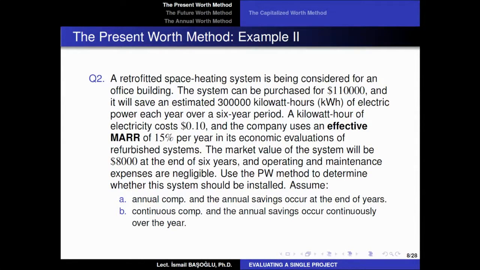Therefore, these savings are not going to occur at the end of the year. So this $30,000 of saving is going to occur continuously over 1 year. So in this case, the payments are continuous.